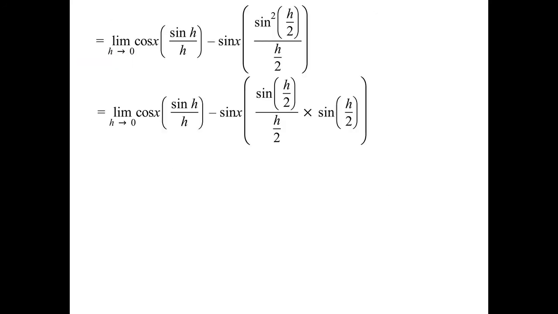But now I'm going to break that up to be sine h on 2 on h on 2 times sine h on 2. Because now, you'll notice in my fraction, the angle is the same, in this case, the denominator. So I know that that fraction, as h approaches 0, will approach 1. The sine h on 2, that's sine 0, it's approaching 0. My first one, sine h on h, approaches 1. The sine h on 2 and h on 2 approaches 1. And the sine h on 2 approaches 0. So we end up with cos x times 1 plus sine x times 0, cos x.